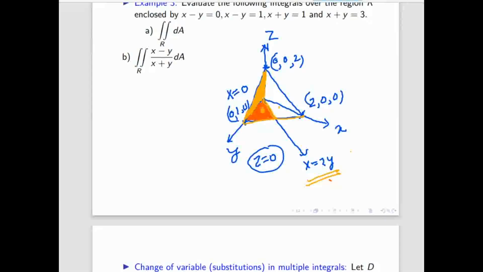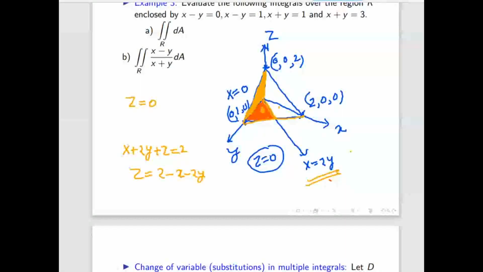Because on the top this plane is there. Is it okay? So it will start from z equal to 0 bottom, but it will go to this plane x plus 2y plus z equal to 2. That means z equal to 2 minus x minus 2y. So this is the limit of z.